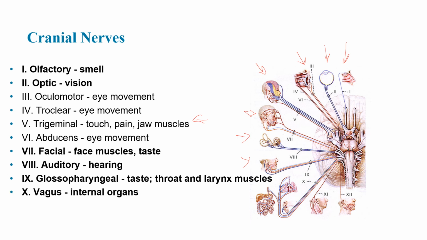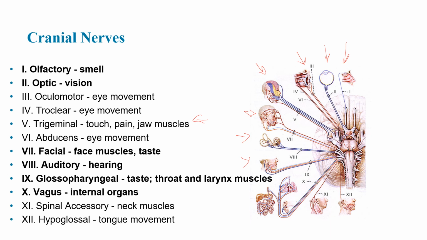10 is the vagus. The vagus nerve is responsible for the internal organs. So the vagus nerve, it's an important one. The 11th one is basically for the neck muscles, and then the 12th one is for tongue movement. So another one to do with the mouth. So you see a lot of these have to do with the eyes and mouth, but some are still dealing with things like the jaws, even down to the internal organs, all of those types of things.